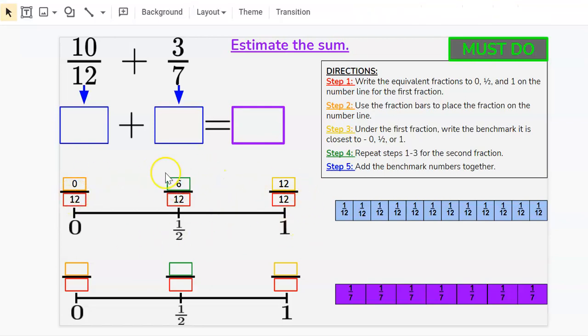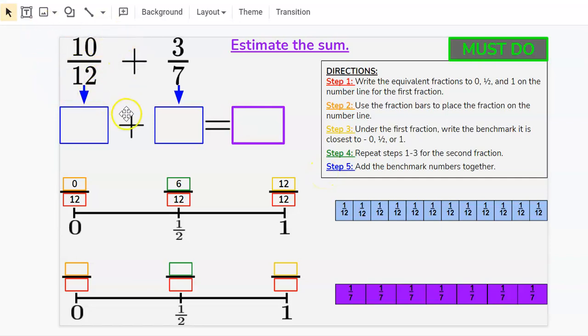So I have done step 1 right now. You're going to do that too. Step 2 says use the fraction bars to place the fraction on the number line. Remember that when we're using these and placing them on the number line, it's easiest to use our control button on our keyboard. It's at the bottom left of your keyboard so that you can drag them all over at once and they can stay together.